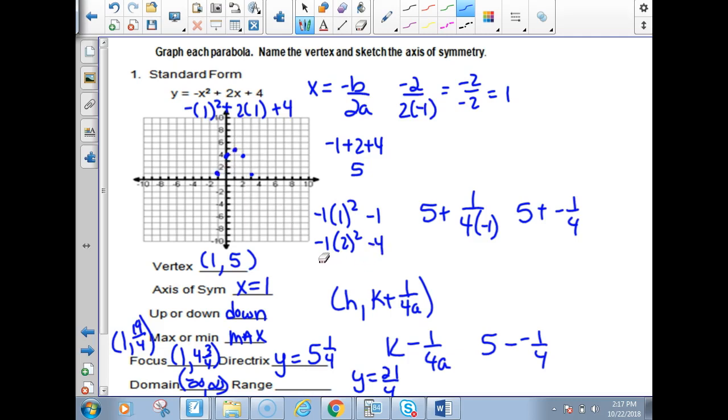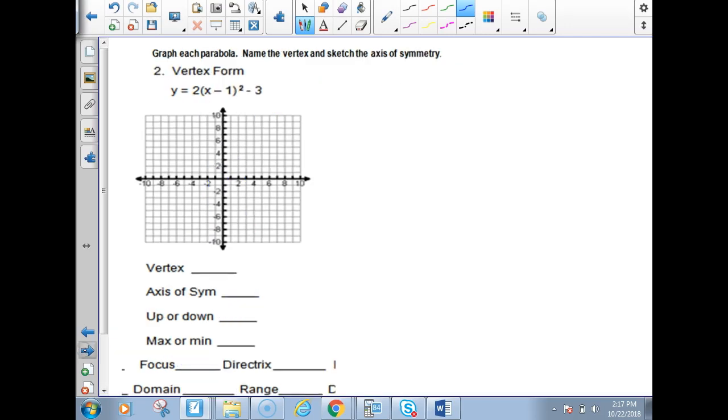You could keep going if you wanted and do -1 times 3 squared, and that would make you go down 9 from the vertex and sketch your parabola. I'm not going to do down 9, right 3 right now, just time's sake. The range is going from -infinity up to the max point of 5. And it includes the 5. So you need a hard bracket on that, a soft bracket on your -infinity.